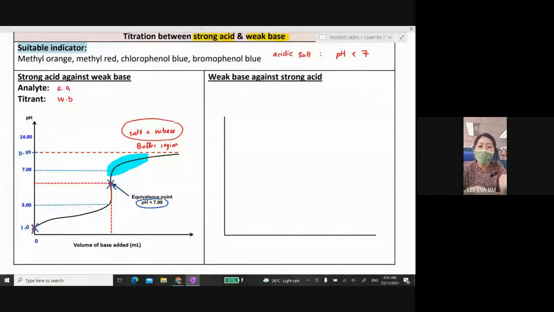Okay, soalan ni popular lah. Kalau dalam objektif memang dia akan keluar. Tak ada guarantee lah, tapi better you learn it first. Okay.